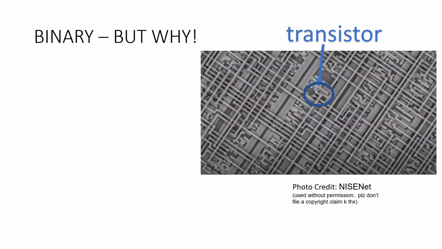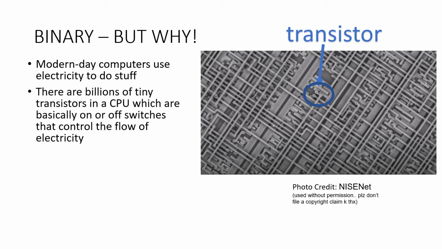Binary, but why? Why, Mr. Westphal? Why do we have to learn about this? Well, modern day computers use electricity to do stuff. Simple enough, right? There are billions of tiny transistors in a CPU, which are basically on or off switches that control the flow of electricity to other transistors. And the CPU uses these to add, multiply, divide, and etc.